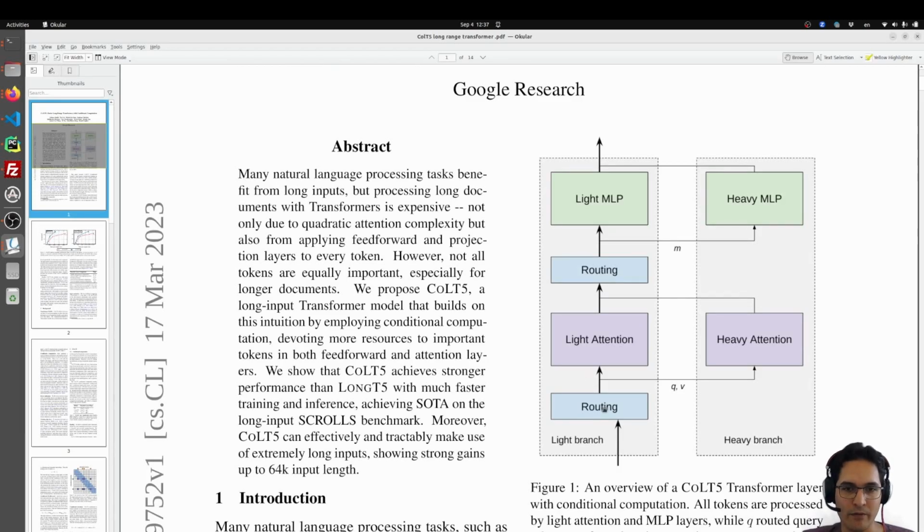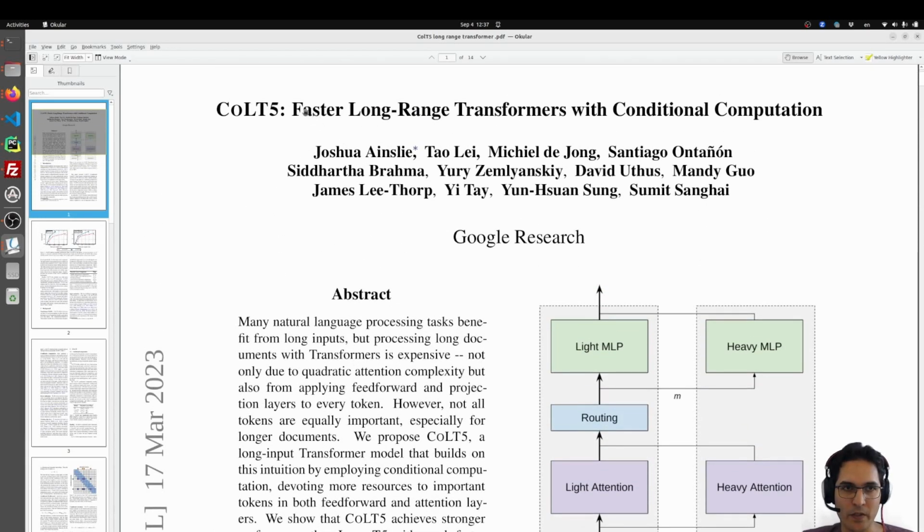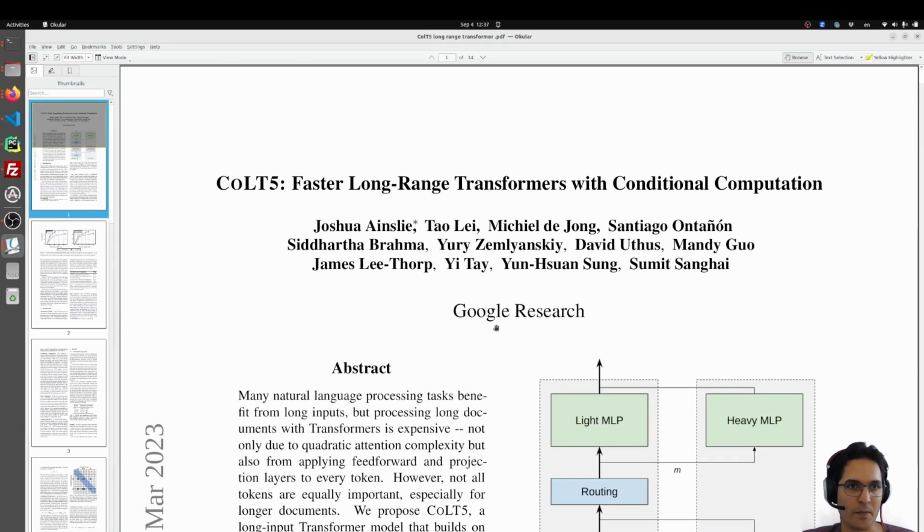So what is ColT5? Based on the name, you see that this is faster inference or faster training, and we have long-range coverage. So: faster long-range transformer. And how is that done? With conditional computation. That is a very good abstract of the whole paper. I will talk about that in a few minutes.